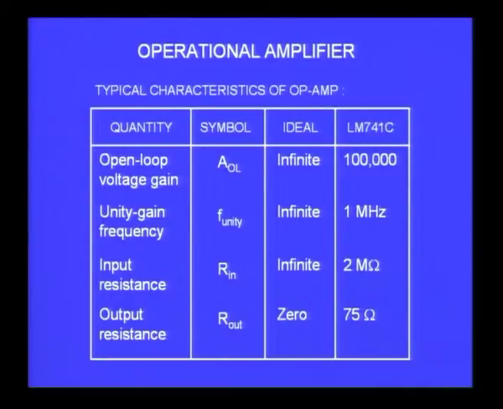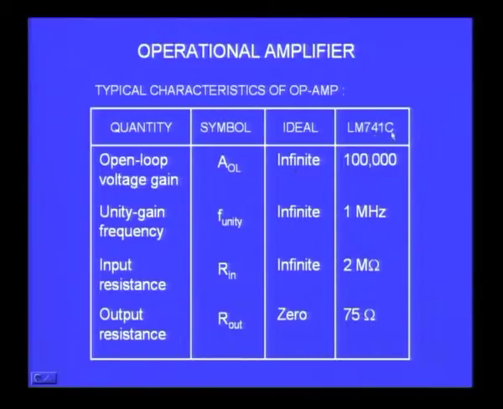Okay, having talked so much about operational amplifiers, we should try to look at some of the characteristics of the typical operational amplifier. I have given here in the table the characteristics of an ideal operational amplifier and also a typical operational amplifier. In this case I have taken LM741 as a typical operational amplifier, which is a very popular operational amplifier. So you can see the first characteristic is what is called open loop voltage gain. We show it by the symbol AOL, and ideally the open loop gain should be infinite.